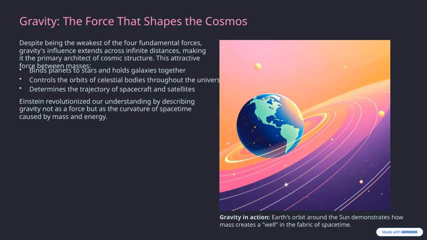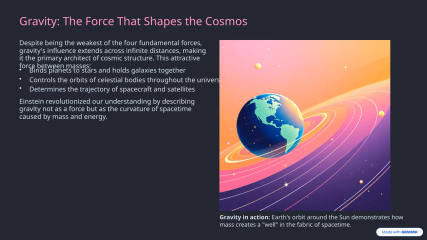Now, Einstein's contribution really changed how we think about gravity. Instead of seeing it as just a force, he described it as the curvature of spacetime caused by mass and energy. Think of it like a fabric. Mass creates a well or a dip in this fabric, and objects move along these curves. For example, Earth orbiting the Sun is a perfect illustration of this concept.